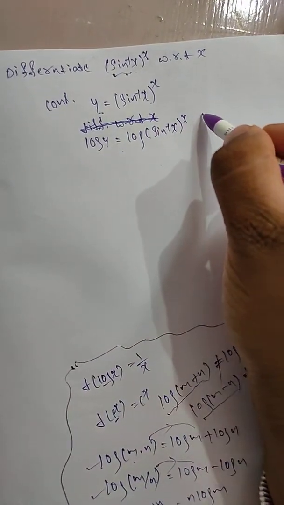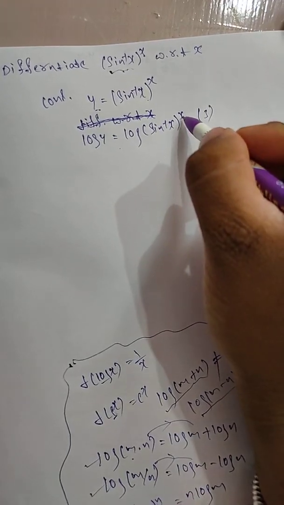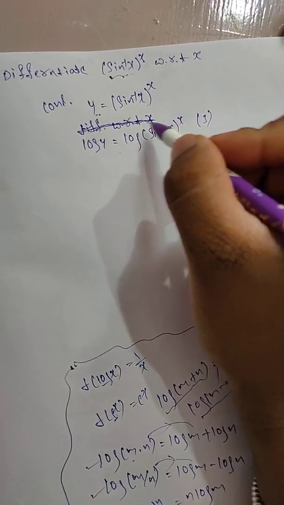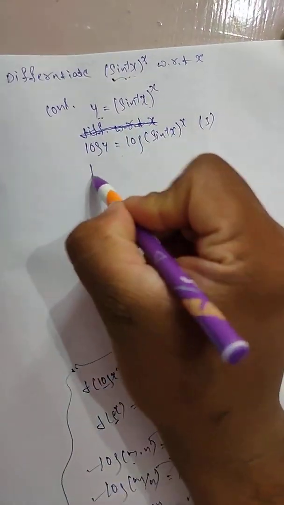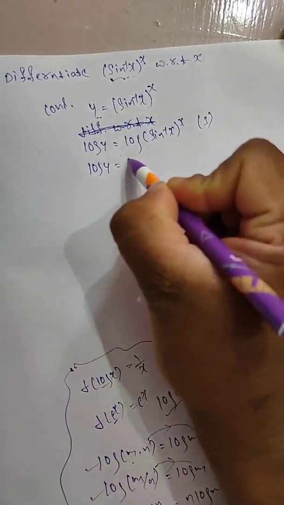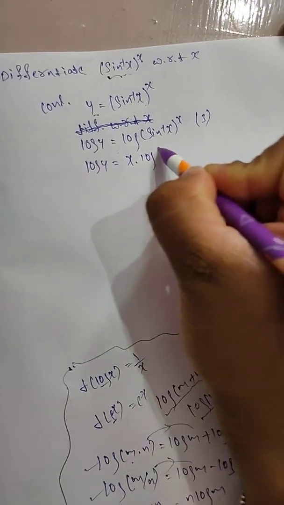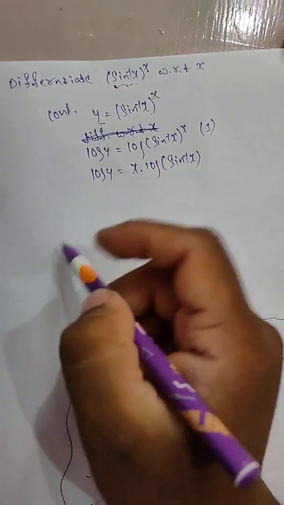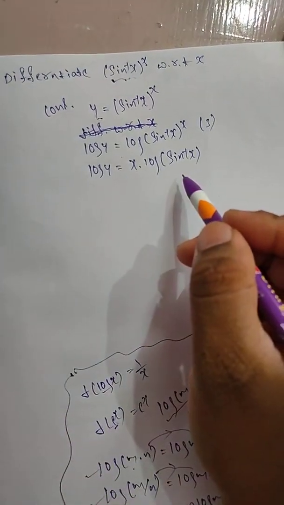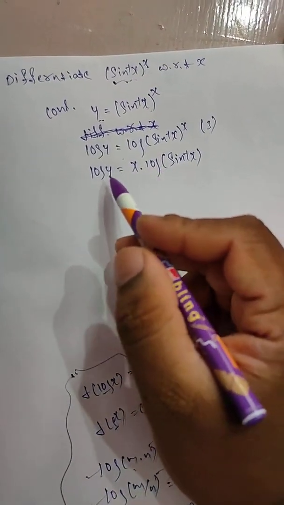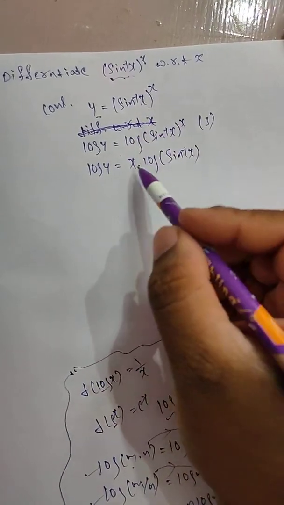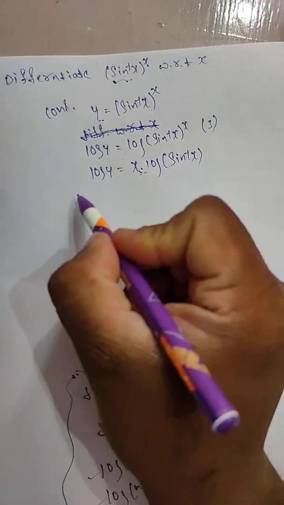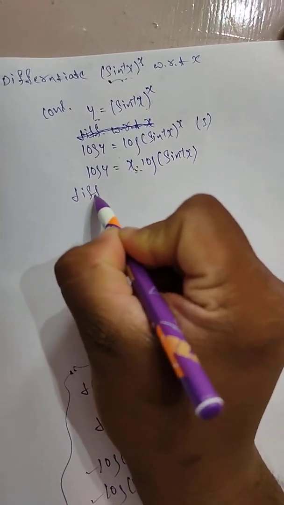We are applying the third property of logarithm. What is the third property? The power rule, the change of base rule. The power will come next to log. So log y is equal to x into log of sin inverse x. Now we want to differentiate with respect to x. Now we can differentiate, since the power has come next to log. Here we can apply the product rule. Now differentiate with respect to x.